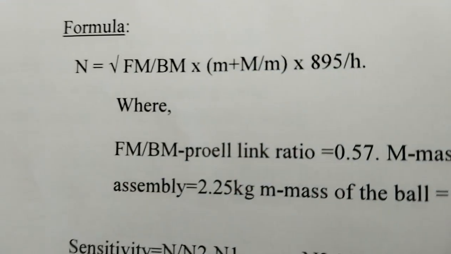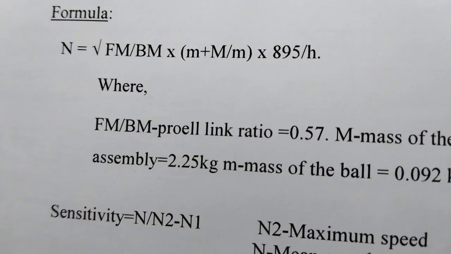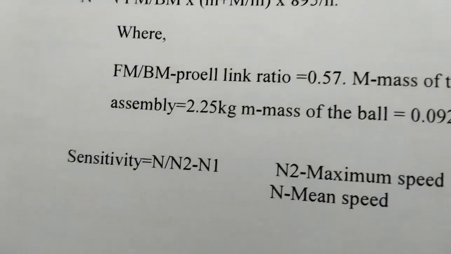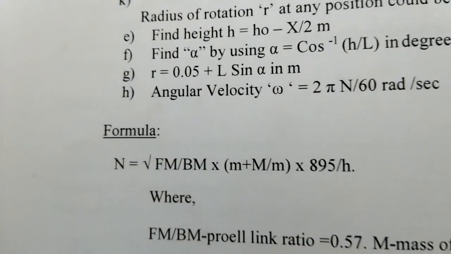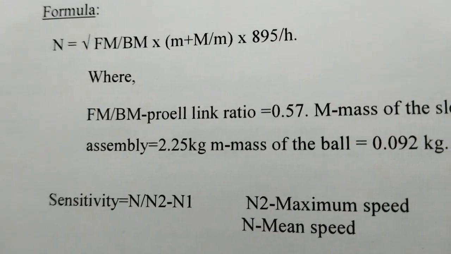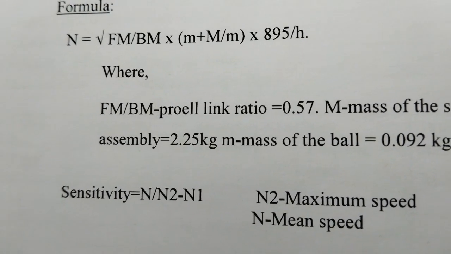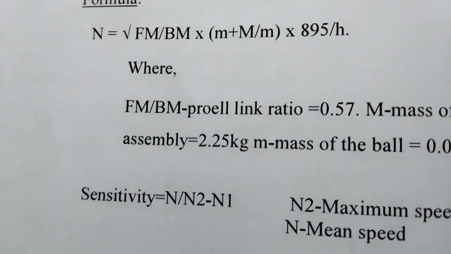And then we find the centrifugal force. Centrifugal force is equal to W divided by g into omega square into r. Omega is the angular velocity of the governor, r is the radius of rotation, and W is the weight of the governor, g is gravity. So this is the formula to find the centrifugal force value.